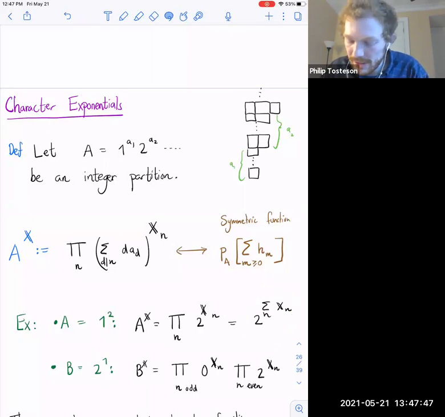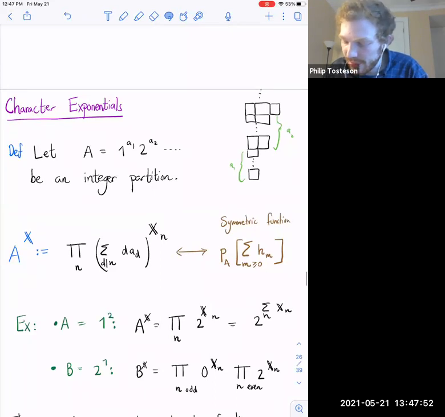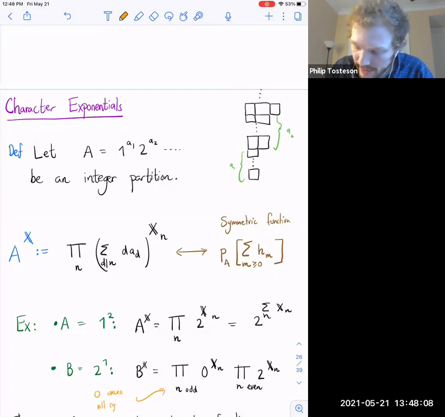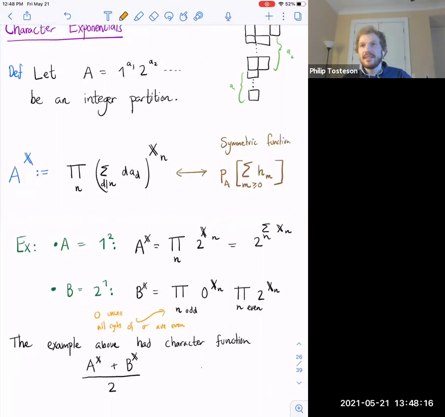And then when b is 2 to the 1, then you have a product over n odd of 0 to the xn times the product over n even to the xn. And what's happening here is that this is 0 unless all the cycles of sigma are even. So you're getting this parity out. And it turns out that the above example, you can describe it in terms of a character function as a to the x plus b to the x over 2.